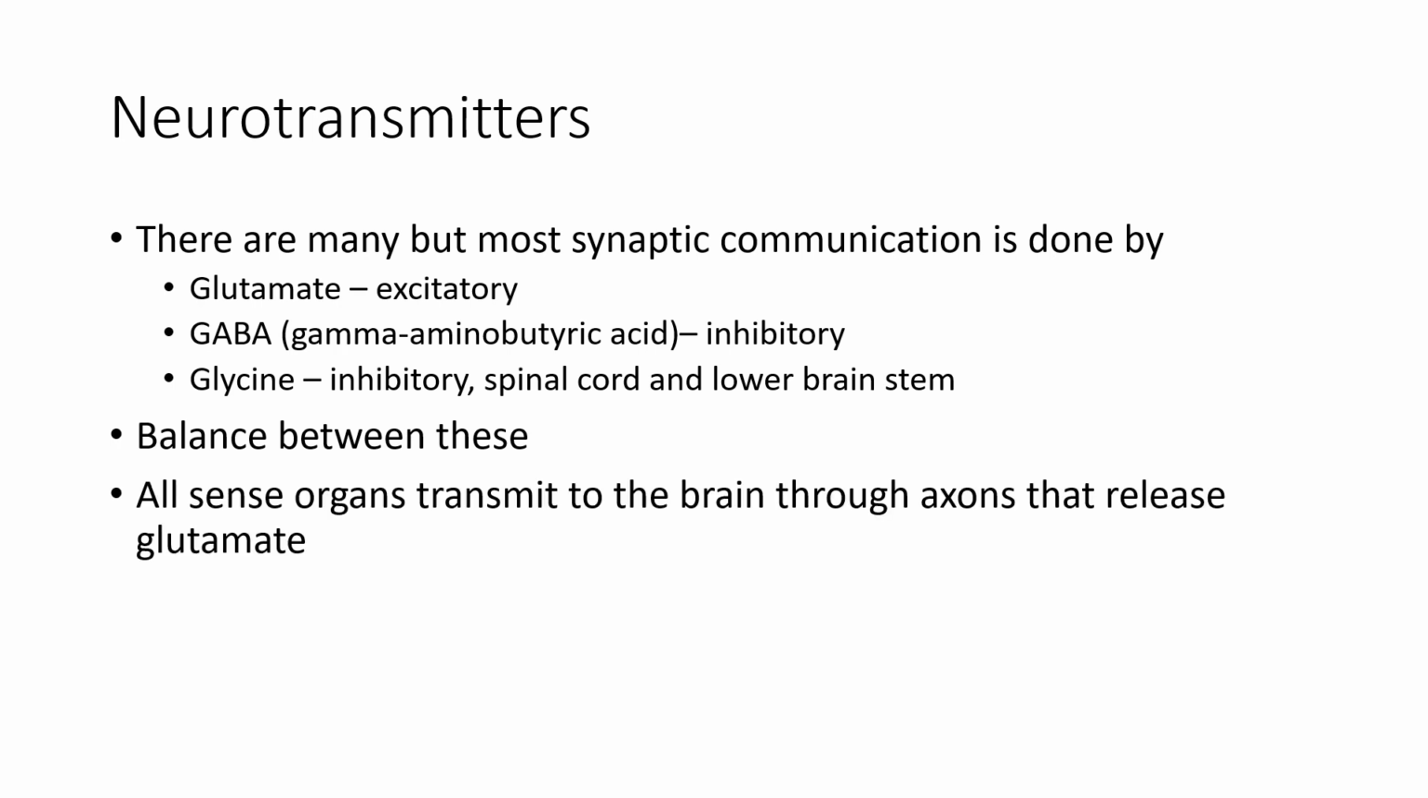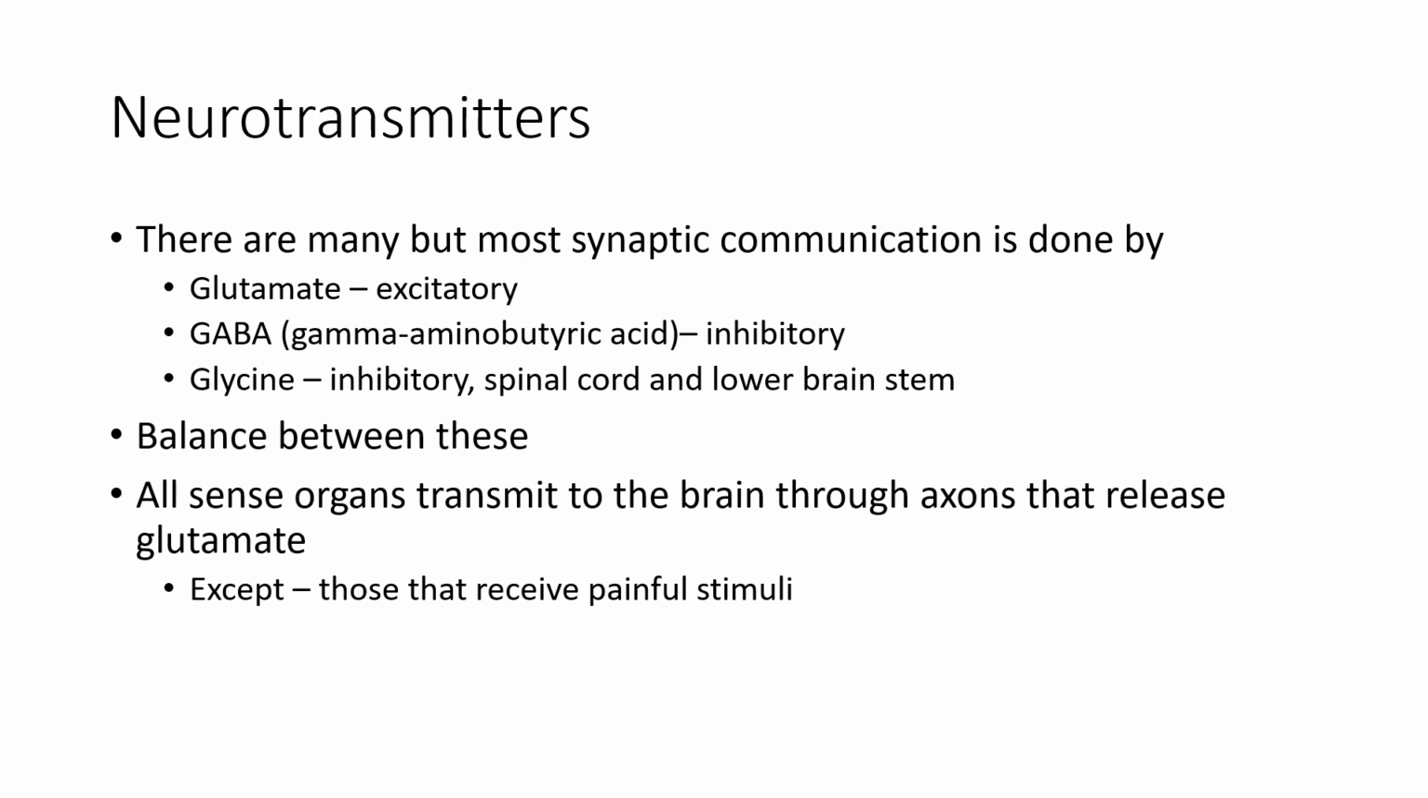All of your sense organs, or your PNS, basically, your peripheral nervous system, all of your sense organs transmit information to your brain, or signals to your brain via synaptic communication, so neurons sending messages or signals from neuron to neuron. They transmit this information to your brain through axons that release glutamate. With one exception, those that receive painful stimuli. This is done through a different protein.